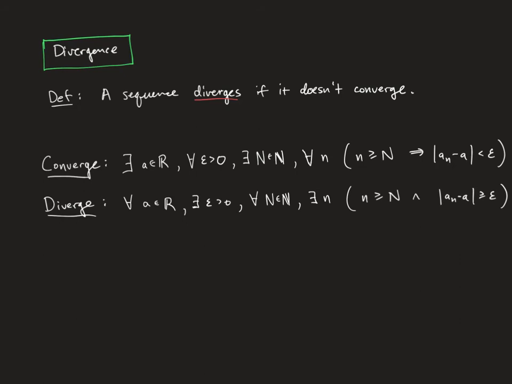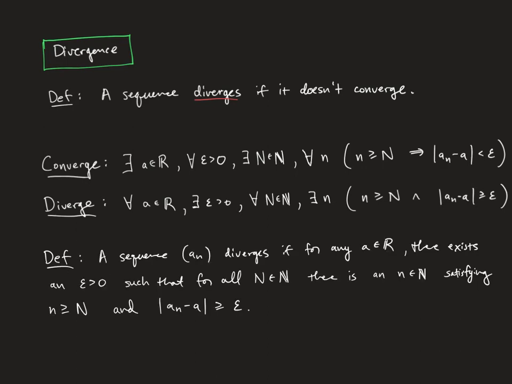Okay, so this is divergence. So let me give the definition of divergence. Okay, so here it is. So just written out, just taking the same logical sentence and writing it out with a bit more English in it.